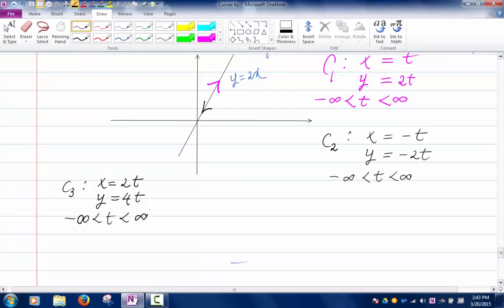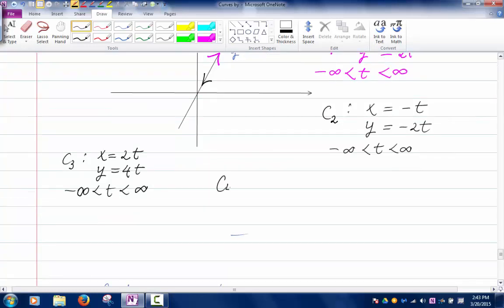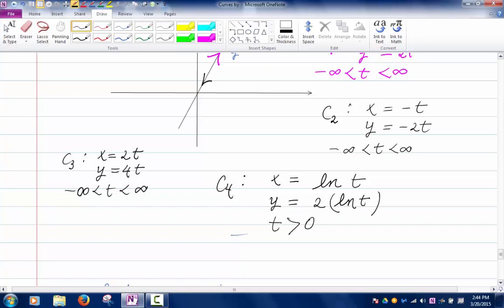Let me give you a little bit more complicated parametrization. I claim that if I take C4, I'm going to take x to be ln of t, and y to be 2 ln of t. And here, I need t to be greater than 0. Am I getting the entire line? I am. Remember, what's the domain of ln of t? What's the range of ln of t? Everything, right? So I'm going to get x to be anything, and y to be anything as well. So this is another possibility.